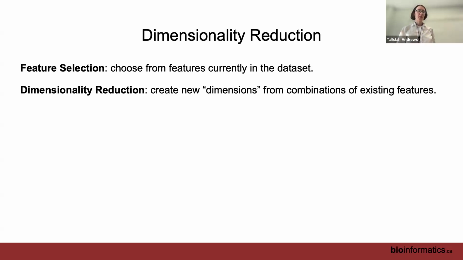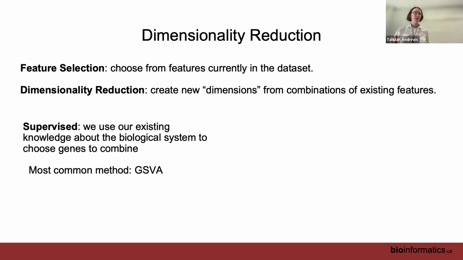So there's two ways to go about this. The first one is what's known as supervised, and this is where we're using existing biological knowledge. So we can go into databases like the gene ontology, find all the genes related to the cell cycle, and then use those to build our new feature. By saying, okay, all of those genes in the cell cycle, we're going to now average their expression, into your new feature called cell cycle. So the main method for doing that is called GSVA, and it works reasonably well.